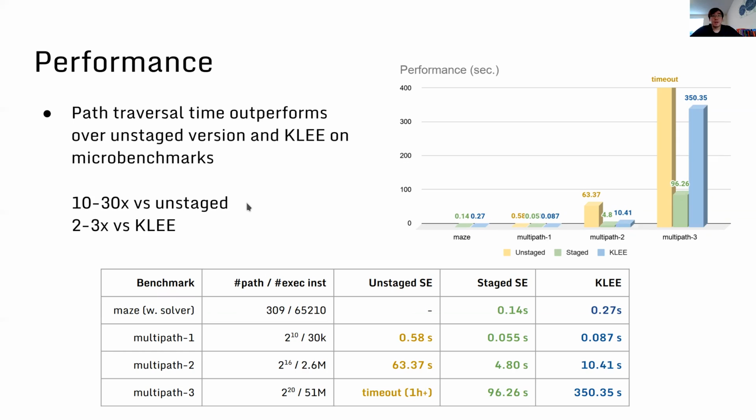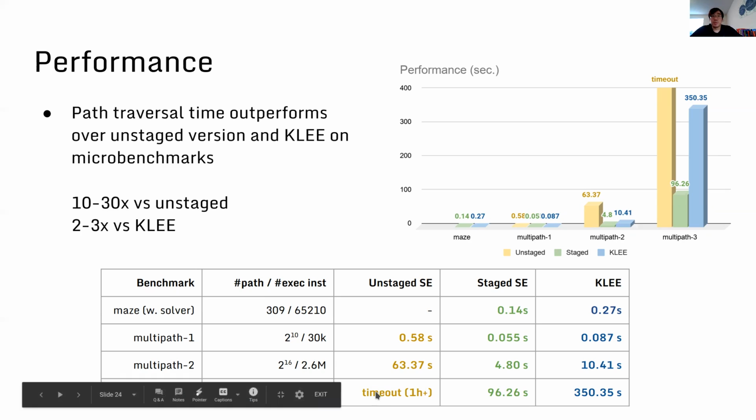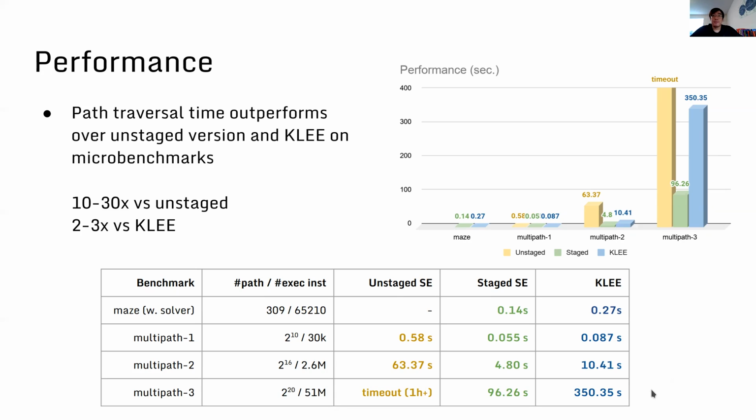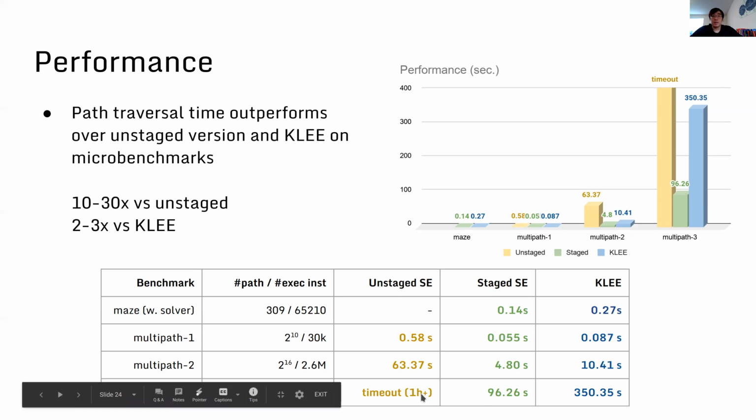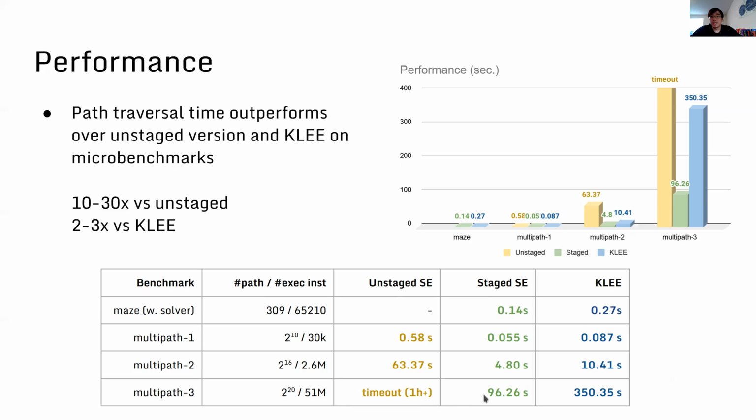Our prototype is also 2 to 3 times faster than KLEE, which is a popular and mature symbolic execution engine for LLVM-IR. For example, this multi-path 3 benchmark has over 1 million paths, and the end-stage version could not finish it in 1 hour, so it times out. And our stage 2 can finish it in 96 seconds, while KLEE uses over 300 seconds to finish.